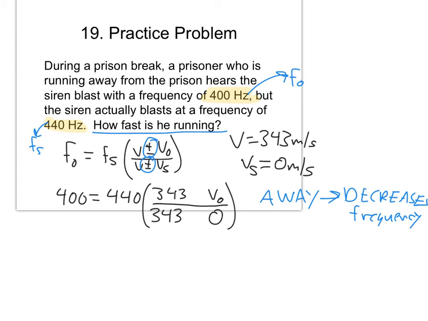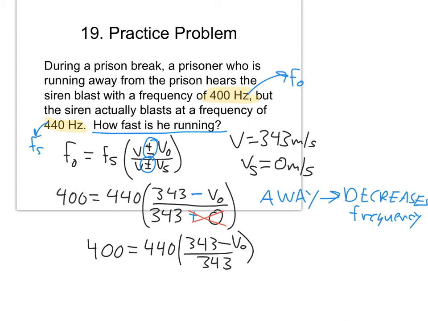So for this smaller number on the top, I'm going to put a minus. On the bottom, we want a bigger number, so we would add, but it really doesn't matter here because it's 0, so really that sign is irrelevant. And so what we end up getting here is 400 equals 440 times (343 minus VO) all over 343. Okay. From there, we can go ahead and solve for that VO.